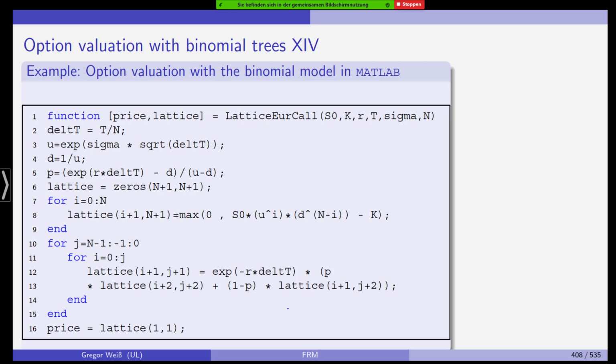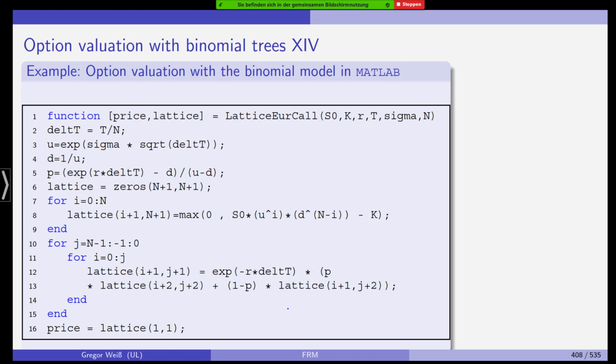And we pre-compute all those expressions we don't want in our for loops. So for example, del n is just T divided by n. U, D, and P are already given, and we can calculate U, D, and P before. We then initialize our lattice, and we know that in the very last column of the option lattice, we have the payout.